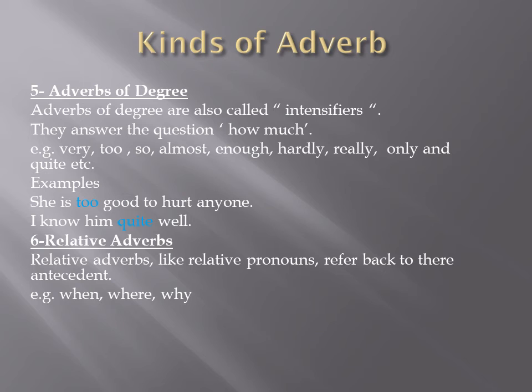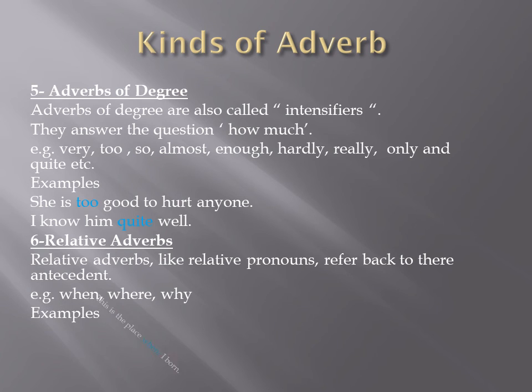The difference is very simple and you have to keep this difference in your minds. When WH words like when, where and why are used in the beginning of a sentence or to ask a question as an interrogative sentence, then they are called interrogative adverbs. But when these WH words are used in the middle of a sentence to connect two sentences with each other, then they are called relative adverbs.